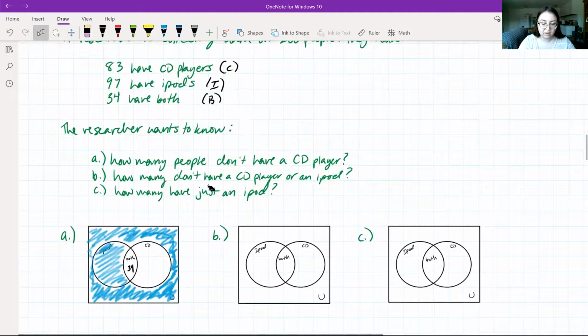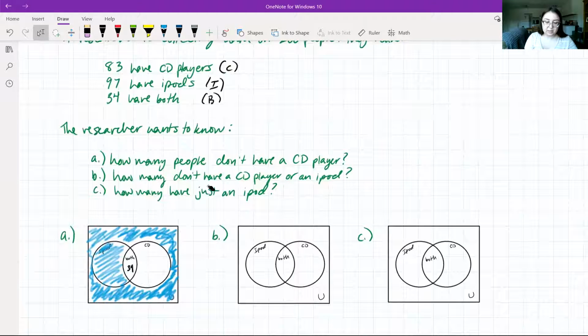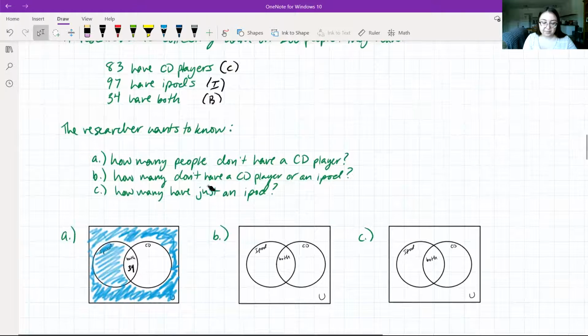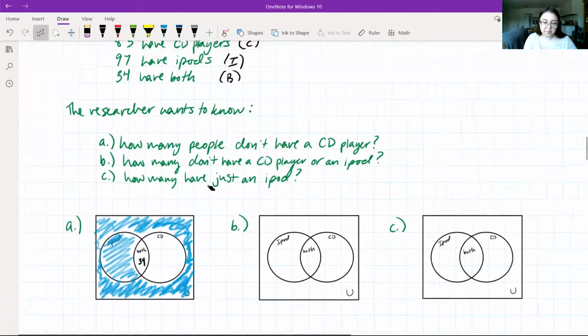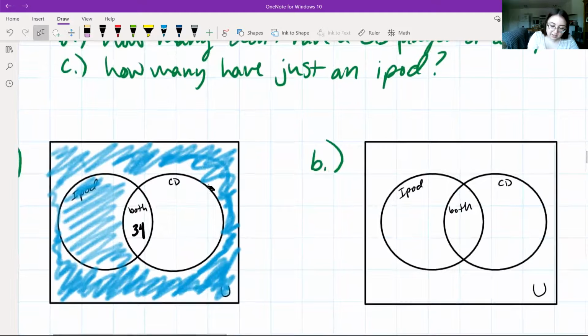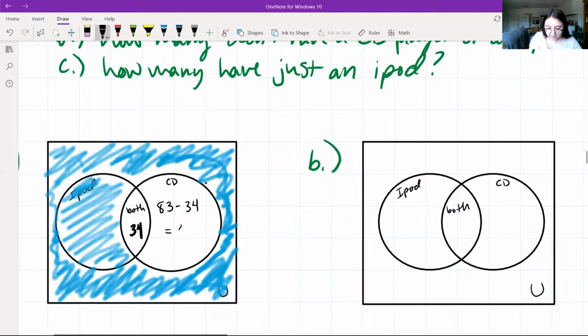So what we do to solve for this region of our CD players here is we want to take 83 minus 34. And that is going to give us 49.